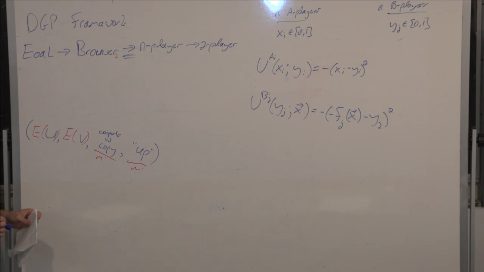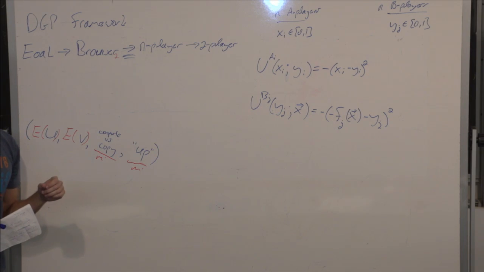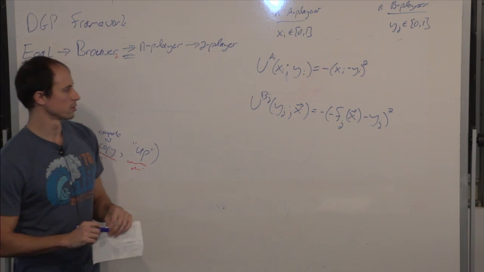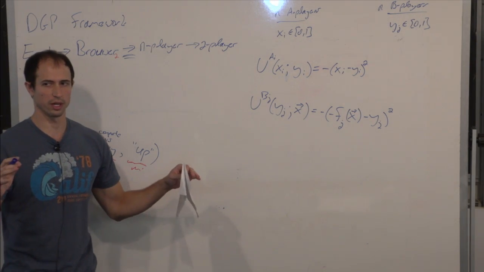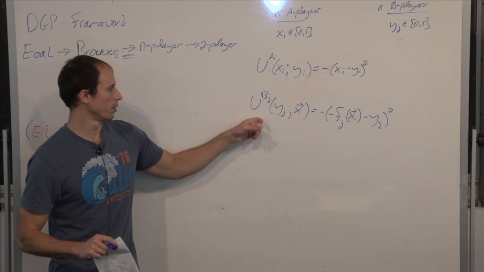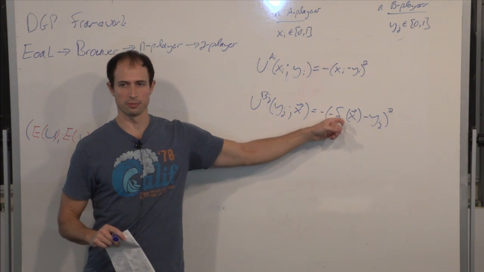Okay, but the problem with this game is that in order to go from n player to 2 player, we need a polymatrix game. And this game is totally not polymatrix. So remember, polymatrix means utilities are additively separable. But here, BJ's utility depends on the entire vector x at the same time.